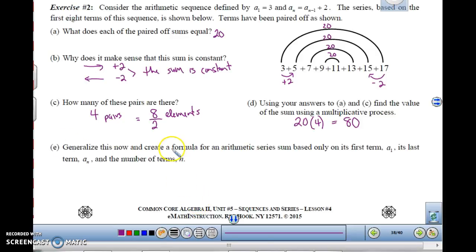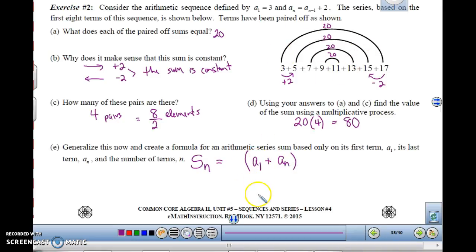Okay, so create a formula for an arithmetic series sum based only on its first term, a1, its last term, a of n, and the number of terms, n. All right, so let's think about what we just did. S of n would be the sum of the series. The first thing we did was match up the sums. We made the pairs. So the pairs were made up of the first and last term of the sequence. The first term would be a1. Now, if n is the number of terms of the sequence, what would be the last term? It would be a of n. All right, so that's my sum.